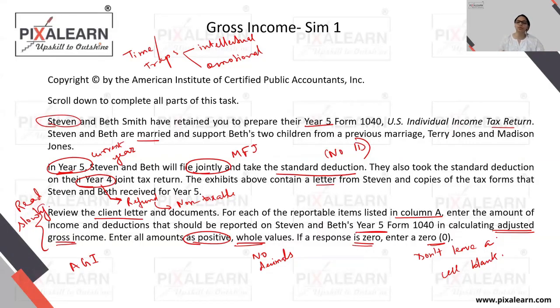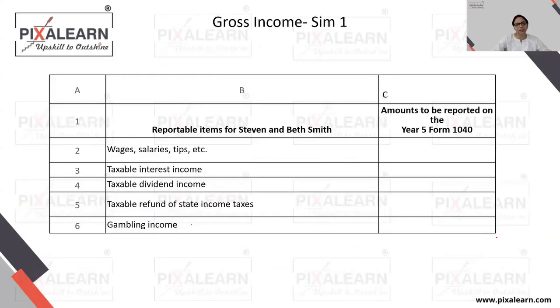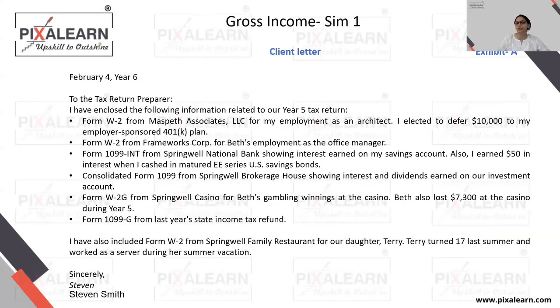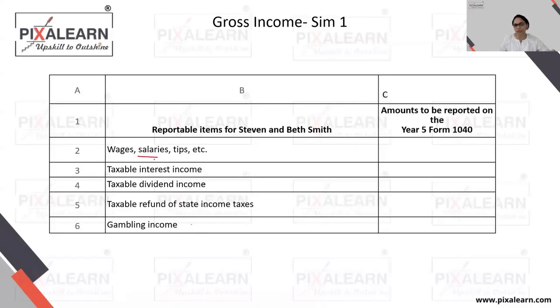Remember, there's a black box that will be checking your answers. You're very intelligent, but the black box is below you. So remember that, then you have to fill in the right data. Otherwise, the black box will ignore the data. Now look at the data that has been provided. You are supposed to fill in the wages, the interest, the dividend, the refund.